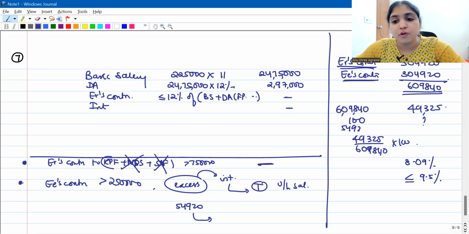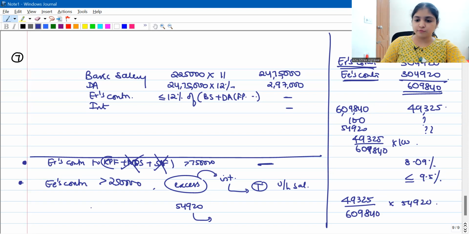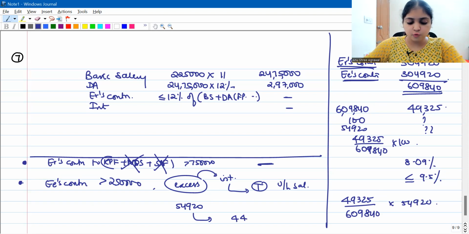So, on 54,920, how much interest would he have earned on just this excess? On simple proportionate calculation, he has earned 49,325 interest on 6,09,840. How much interest has he earned on 54,920? So if you cross multiply, that's going to leave you with the number 4,442. This is the interest on this excess. This interest on the excess will be taxable under the head salaries.